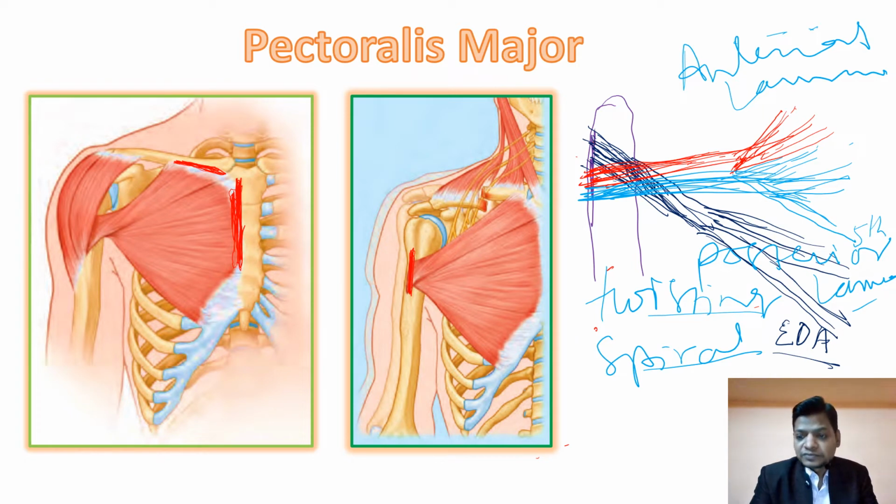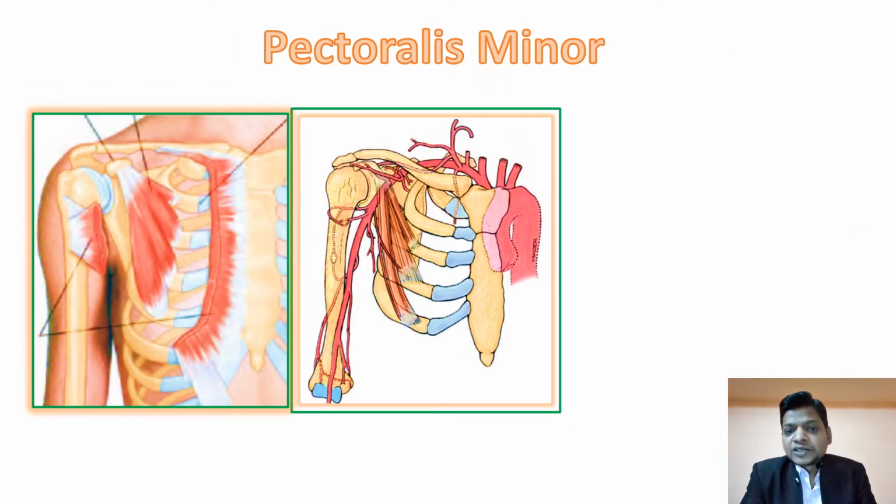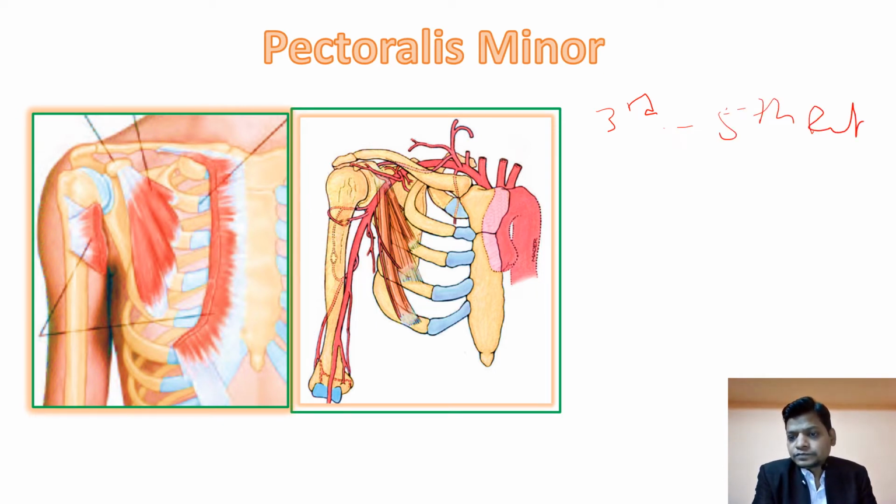So this is very important regarding the insertion of pectoralis major. Now let's move further. Here in this picture you can see the pectoralis minor muscle. It originates from the ribs, not from the costal cartilage. From which ribs? That is important. Generally, it originates from the third to fifth rib. And where is it going to insert? As you can see here, what is this?